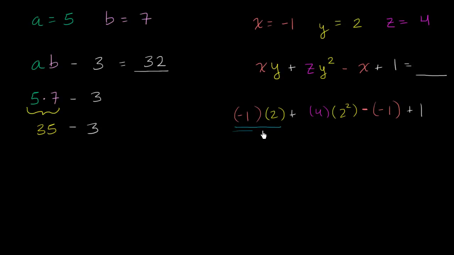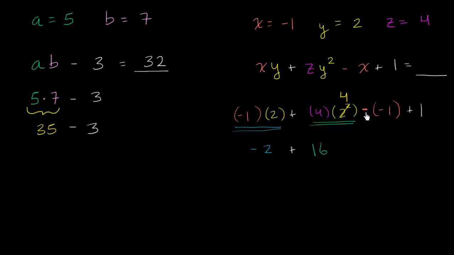So -1 times 2, that's going to be -2. And to that, we're going to add, well, what's 2 squared? 2 squared, this right over here is going to be 4. And you have 4 times 4. I'll do that in this green color. 4 times 4, that right over there, that's 16.